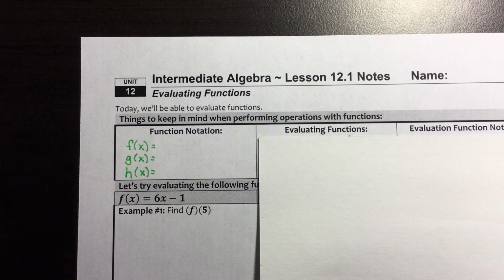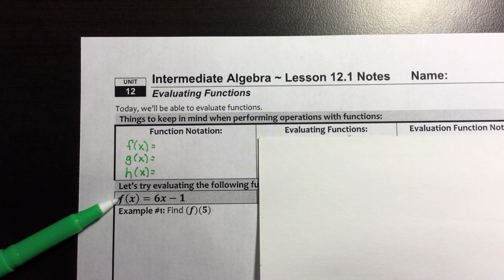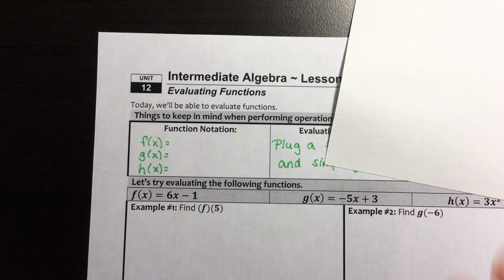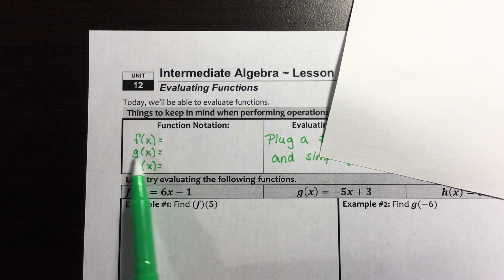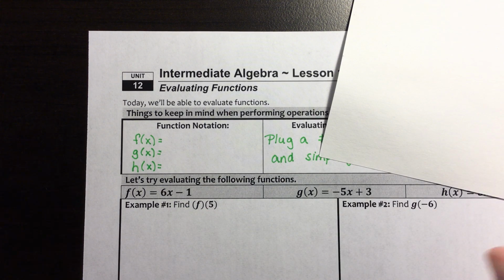We've also seen g of x equals and h of x equals. If you look down a little bit on your paper, you'll notice that we have problems set up where f of x equals one function, g of x is a second function, and then h of x is a third function. So having the letter helps us represent which function we're talking about with very little extra writing. If I'm talking about the function f down here, I would use f of x. If I was talking about the second one, which is negative 5x plus 3, I would say g of x, or g of a number. So it just draws your eye to the correct function.